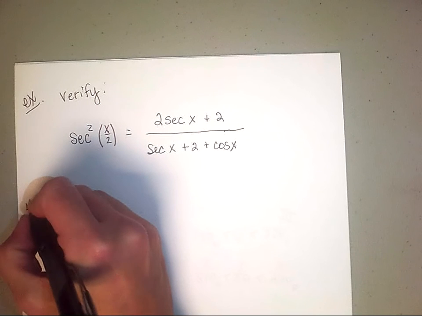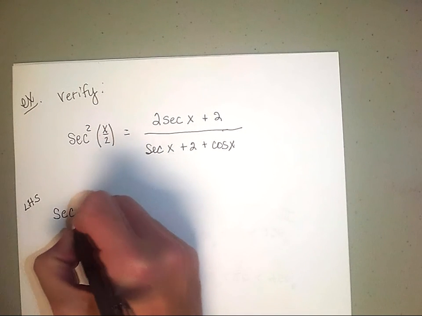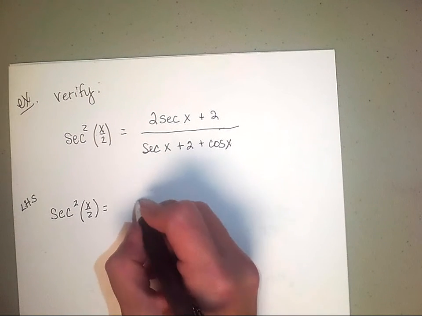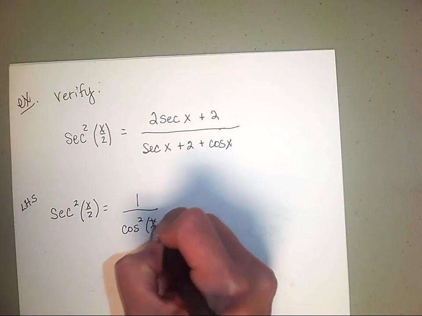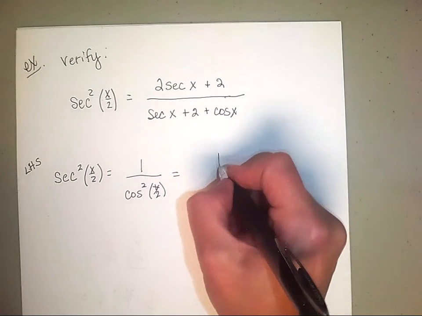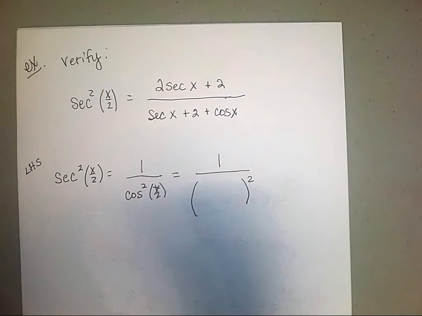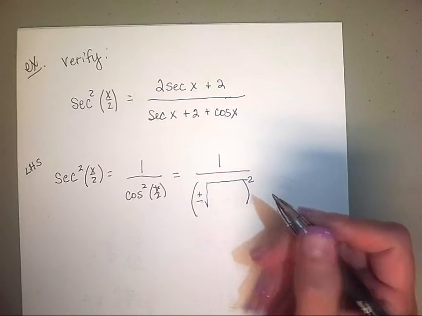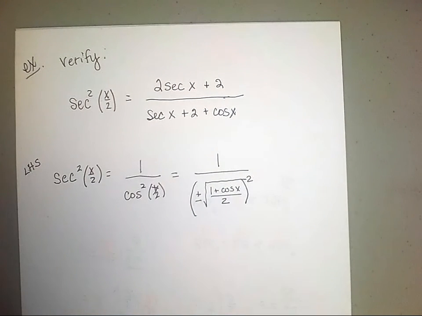I'm almost tempted to start on this side, so let's start with the left-hand side. You can pick whatever side you'd like. So the left-hand side is secant squared of the half angle. Well, we know that that is 1 over cosine squared of the half angle. Okay. Well, we know that's 1 over, okay, let's move that squaring out here so we can see this happen. The cosine is plus or minus the square root of 1 plus the cosine of x over 2.